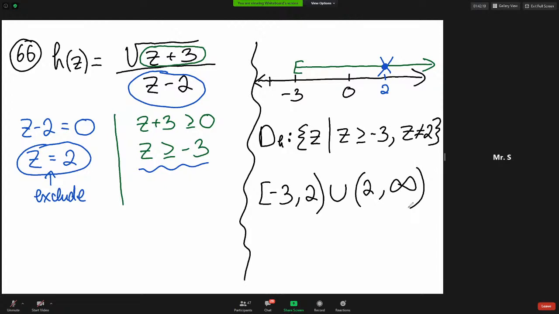So if my interval contains multiple parts, we connect them with this union sign. This is or, right? So we're either here or here. That's what that means. Union. So those would be our two options here.